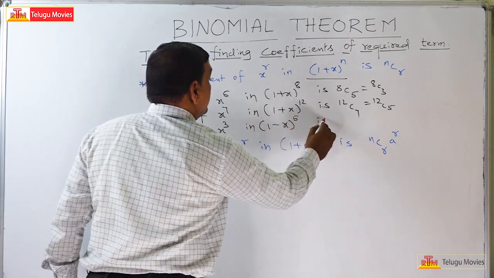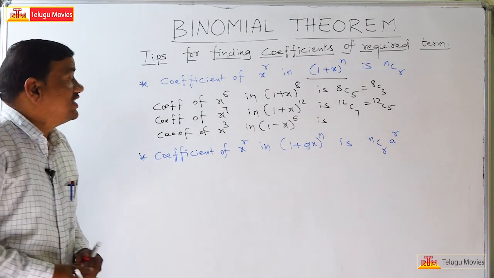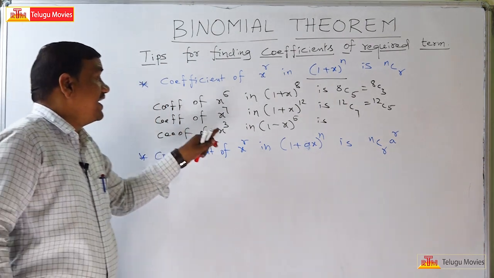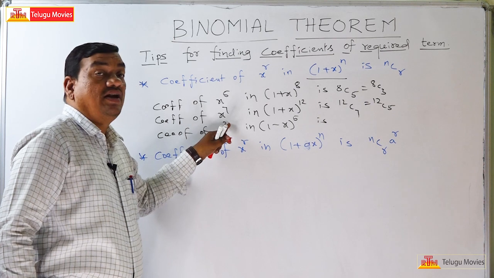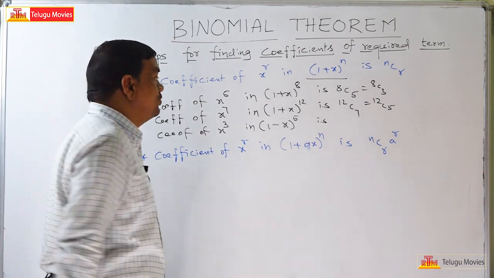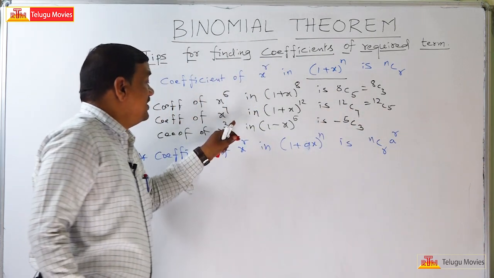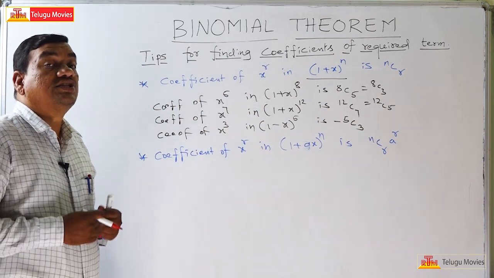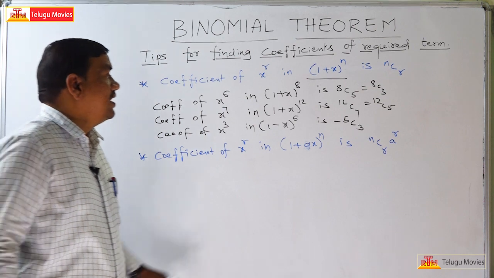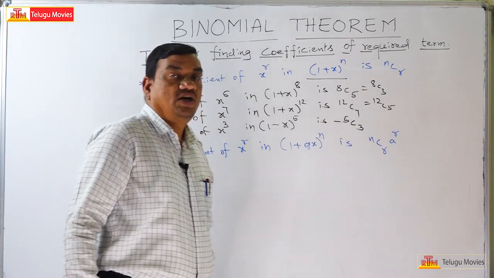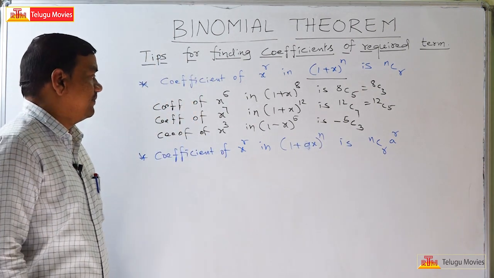Now, what is the coefficient of x power 3 in the expansion of (1 minus x) whole power 5? See here, x cube. So is this an even number or an odd number? It is odd. So this is given by minus 5C3. If it is even, plus; if it is odd, minus you will get. Minus 5C3. Understand? Minus 5C3.